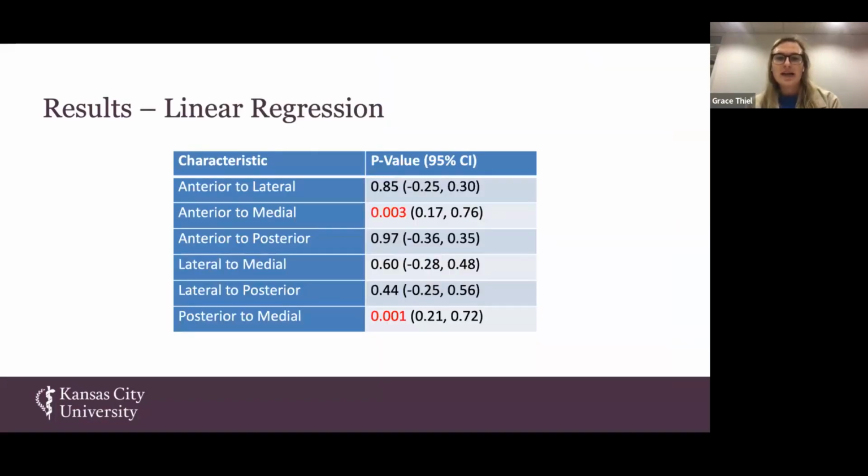So here we conducted a linear regression, assessing the relationship between the cortical bone thickness and anatomic locations. So we compared two of the locations to each other. The orientation of these does not matter. So anterior to lateral is also the same as lateral to anterior. All of these were insignificant except for the anterior to medial and posterior to medial comparisons.